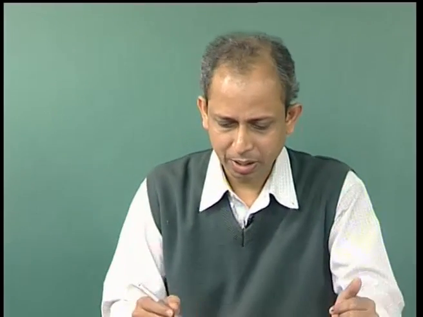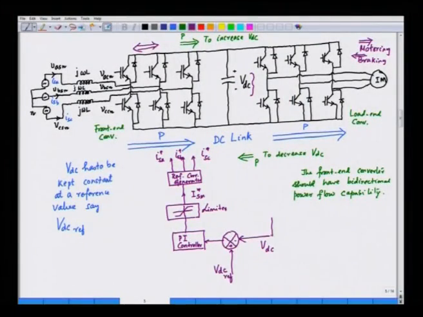So, let us concentrate on the control of the front end converter. The front end converter basically maintains the voltage VDC constant. So, if we concentrate on the control of the front end converter, we can appreciate that by drawing a phasor diagram.